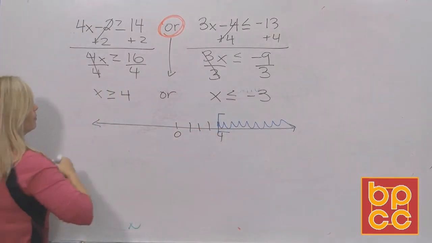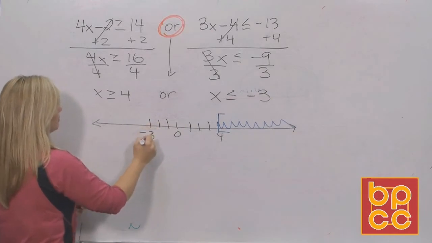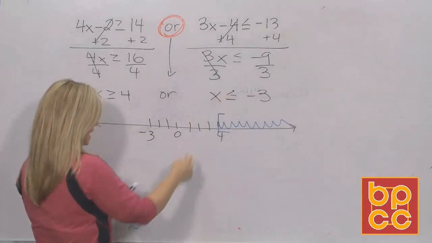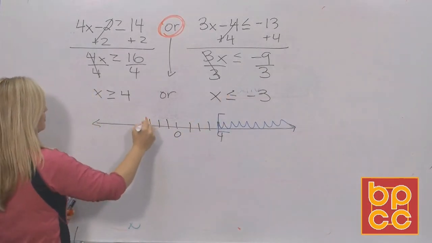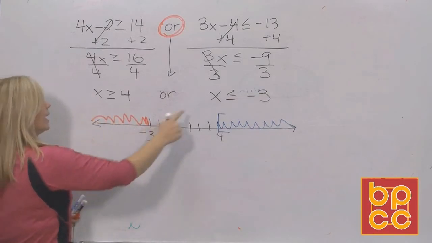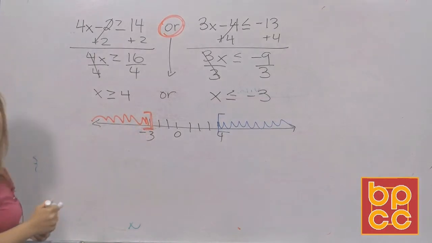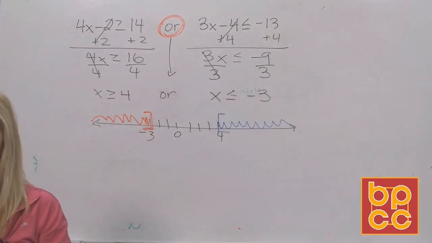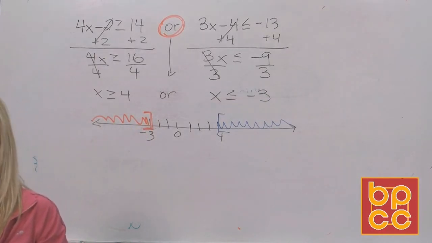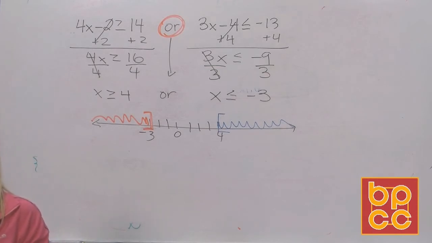All right, now I'm going to go to negative 3. Less than obviously goes to the left. It has an equals, it gets a bracket. Everybody good so far? So the solving is easy, the graphing is easy. The hard part is writing the answer correctly.